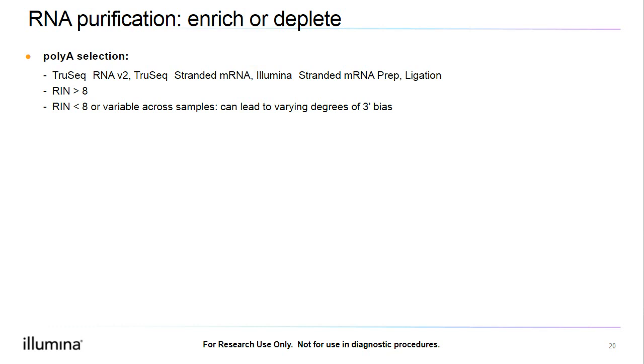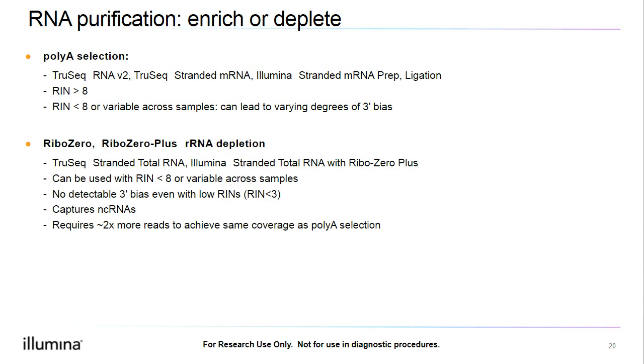We will want to make sure that our RIN is greater than 8, or we're using high-quality RNA, because if the RIN value is less than 8, this may indicate variability across samples, and it can lead to various degrees of 3' bias. This is why we want to have a high RIN value with poly-A selection.